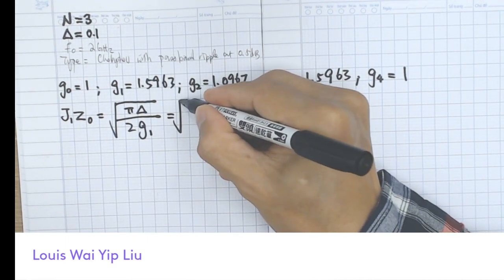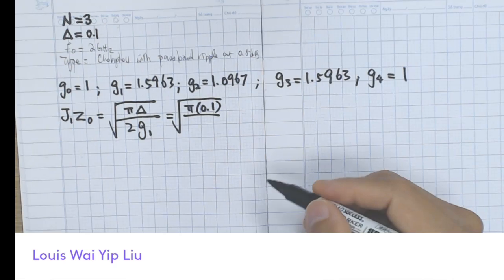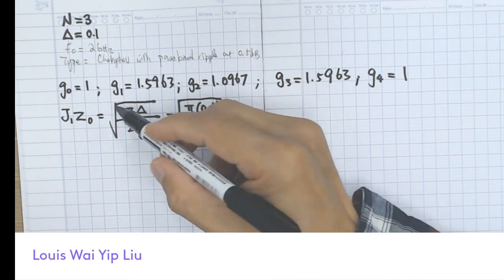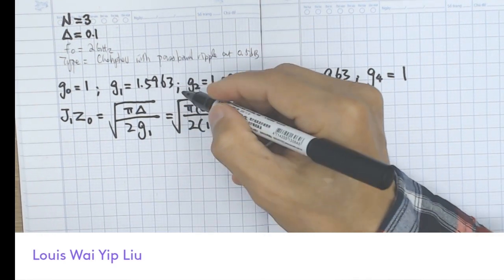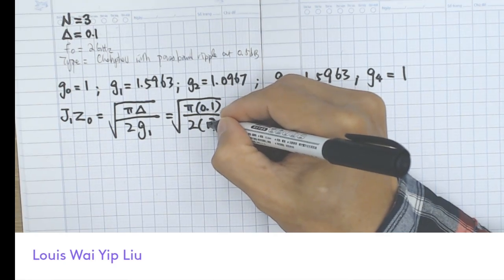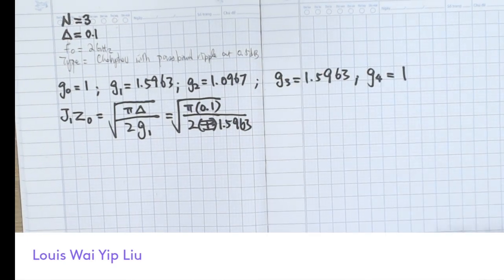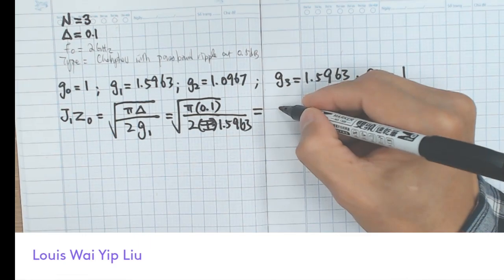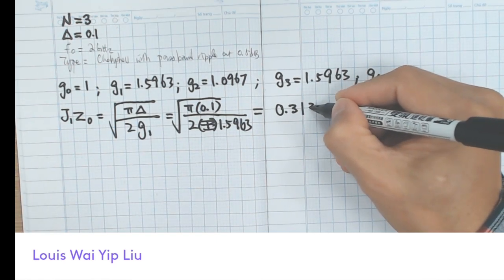So we just substitute this directly into the formula, and 2G1, G1 is given, right? So 2 and then 1. Sorry, it should be 1.563, yeah, sorry. So if you do it carefully, you should be able to end up with an answer V1, V7.